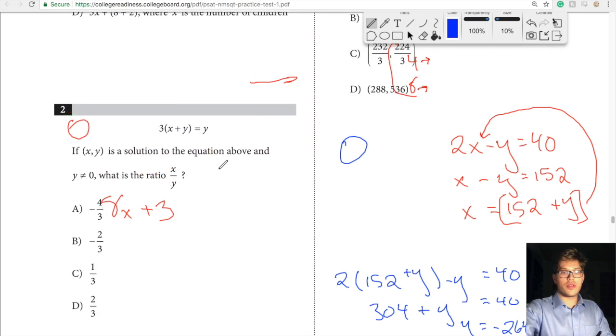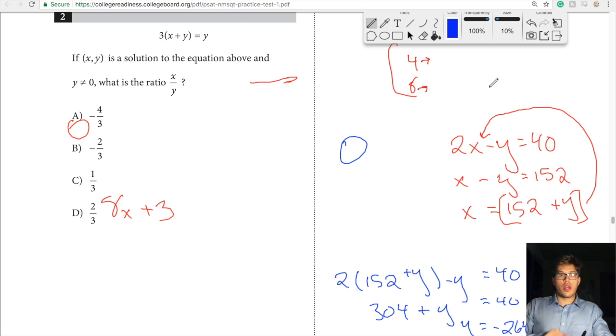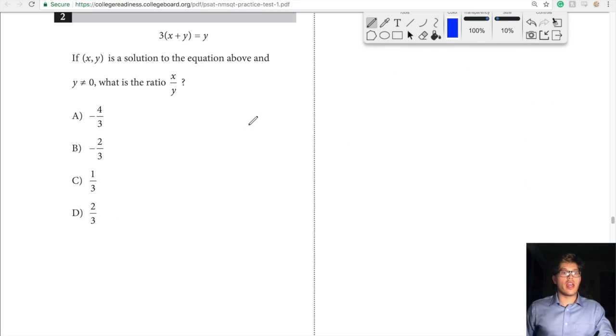Let's look at number 2. If x, y is the solution to the equation above and y does not equal 0, what is the ratio of x over y? Whenever you're asked for a ratio of two variables and they only give you one equation, the solution is to solve for this particular entity. In this case, x over y is what we should be solving for.